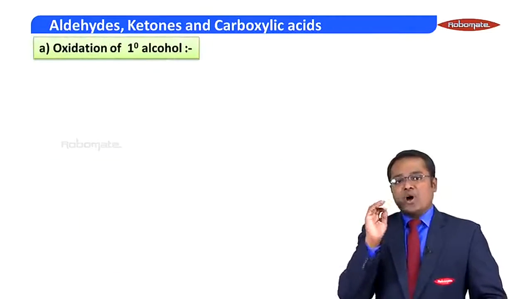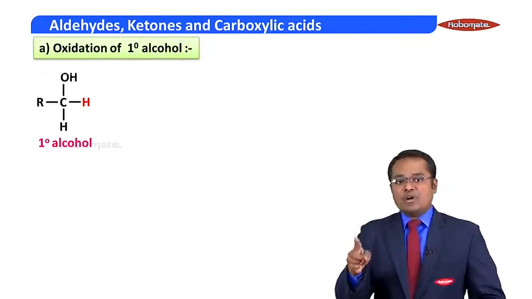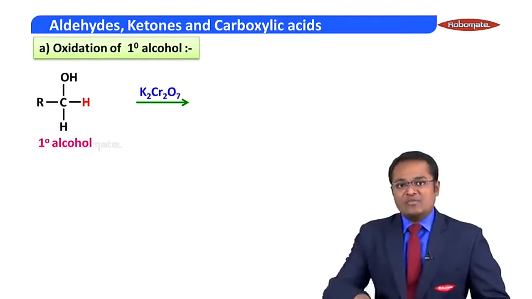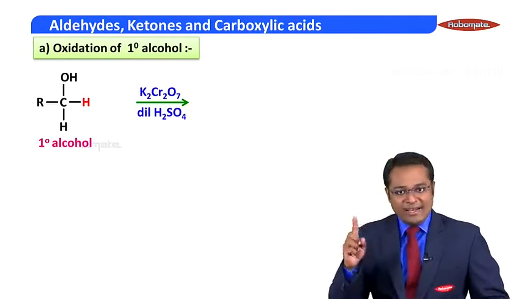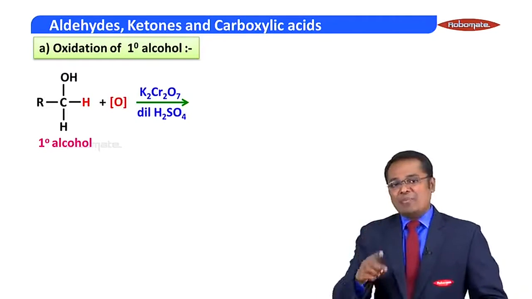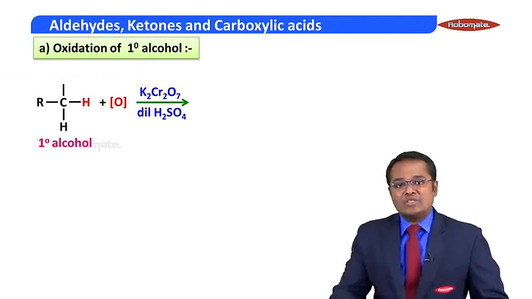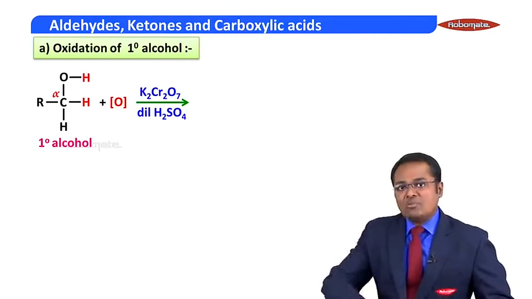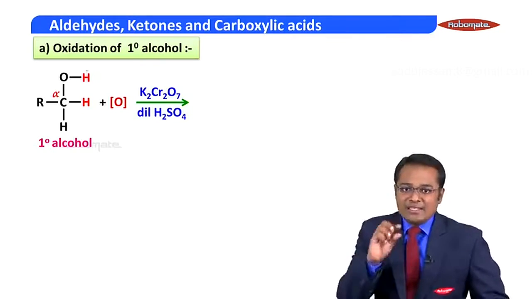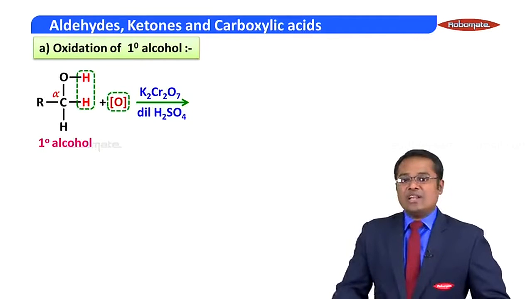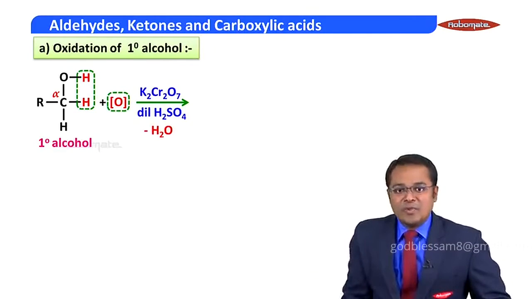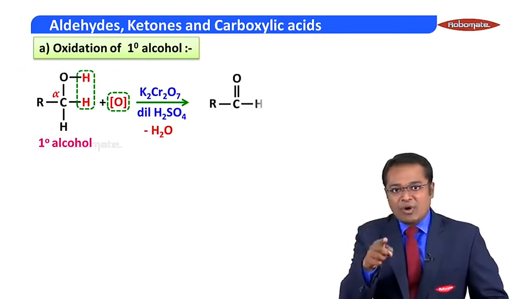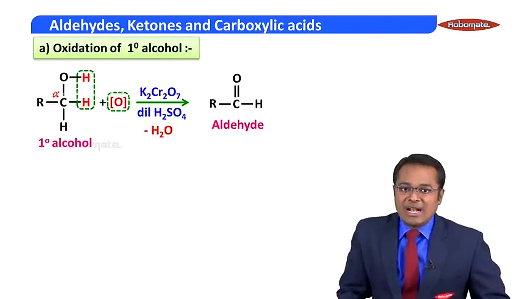So here first is oxidation of primary alcohol. Students, here I have a primary alcohol. Now when I treat this with an oxidizing agent, potassium dichromate with sulfuric acid, what do I get? I get nascent oxygen. What will happen to this nascent oxygen? It will try to remove 2 hydrogens. From where? One from the hydroxy group and one from the alpha carbon. Those 2 H and 1 oxygen will be lost as a water molecule. What is left is a C single bond O, which now becomes C double bond O, and hence you get a compound called aldehyde.